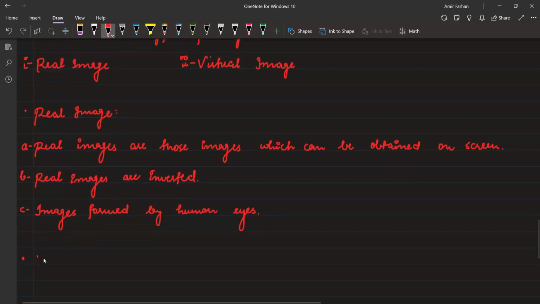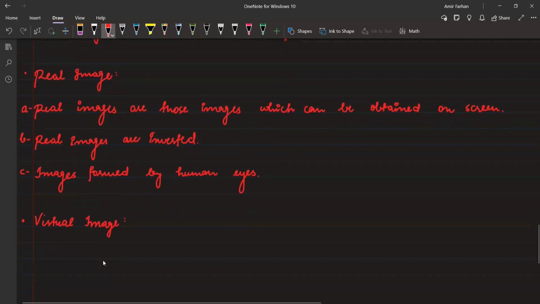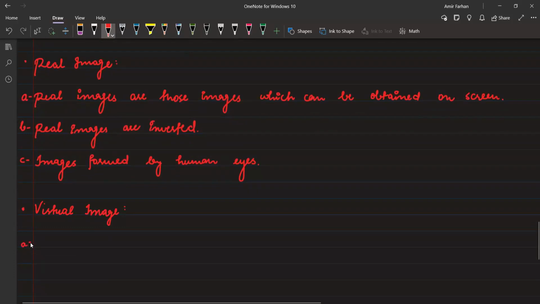Now next is virtual image. Virtual images are not the actual images. They are kind of illusion.